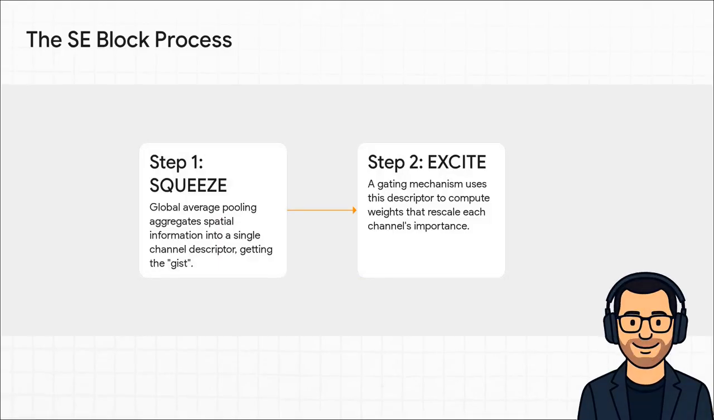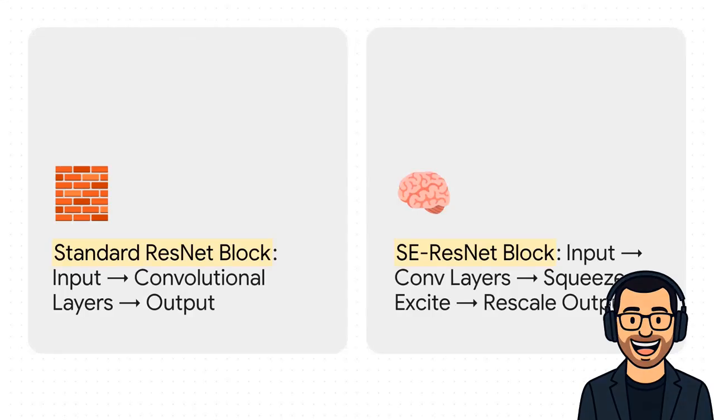First, the squeeze step. It takes a big picture look at every single channel and basically boils all that information down to just one number, the gist of that channel. Then, the excite step uses that summary to calculate an importance score for every channel, deciding which ones need to be amplified. The real genius here is just how simple it is.